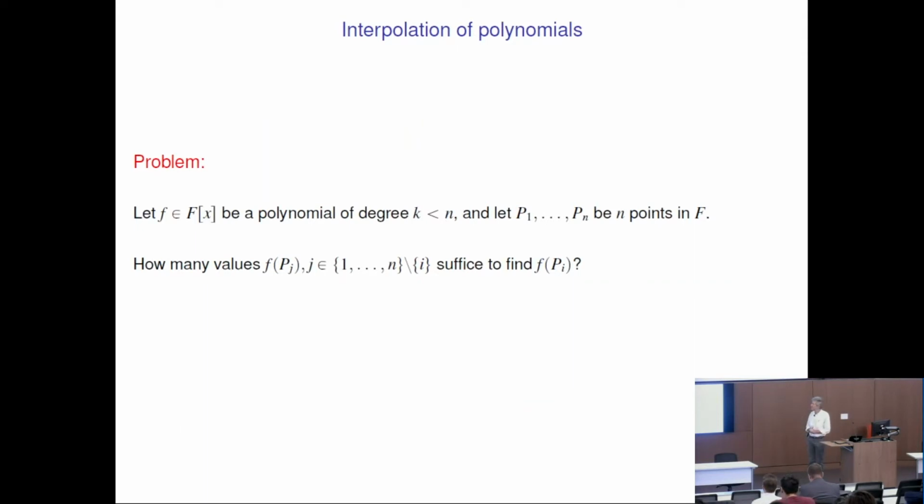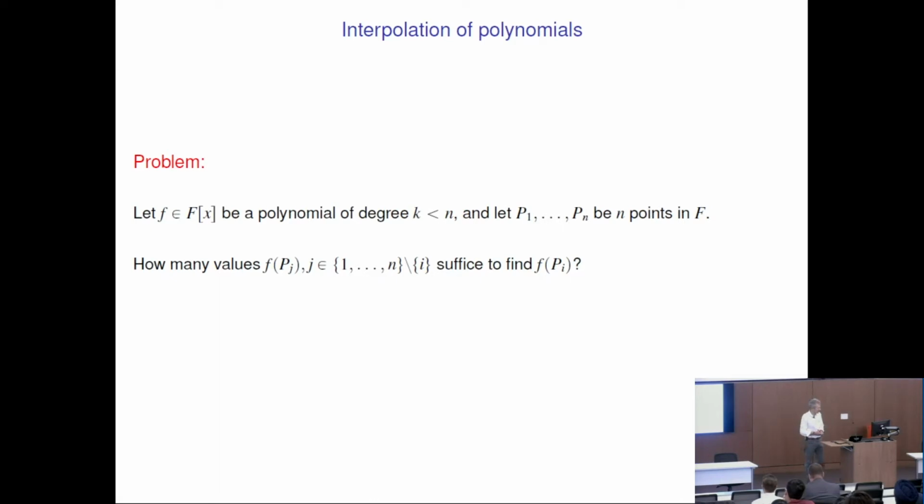But let me just start with the following problem. Suppose we have a polynomial f, which is defined over some field, let us say a finite field, which I denote here by F. Let's say the degree is k, and let us say we have evaluated that polynomial at n points of the field, denoted p1 through pn here. Now let's say one evaluation is missing, f of pi. At how many evaluations do we need to look to be able to recover that missing value?